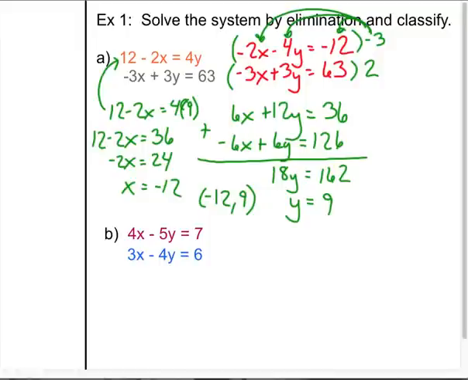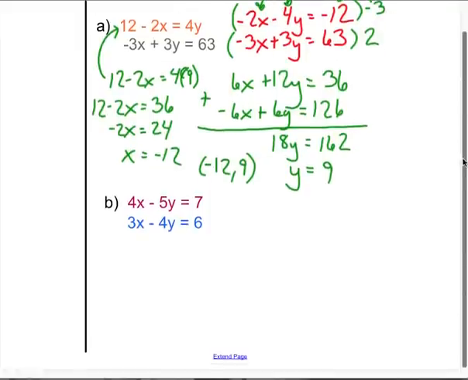All right, let's look at one more. This one is already organized nicely. I don't have any opposites, so I'm probably going to eliminate the x again because it's got smaller numbers. Least common multiple for 4 and 3 is 12. So I'm going to multiply this by a negative 3, and this one by a positive 4, so that again, the coefficients are opposites, so I can add them together and get them to cancel.